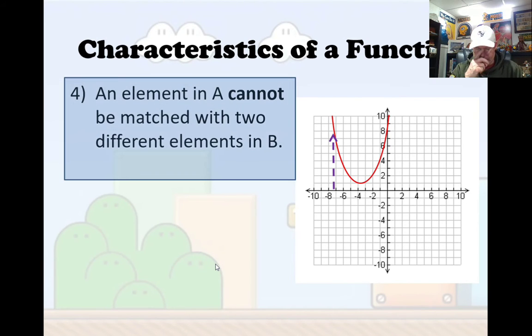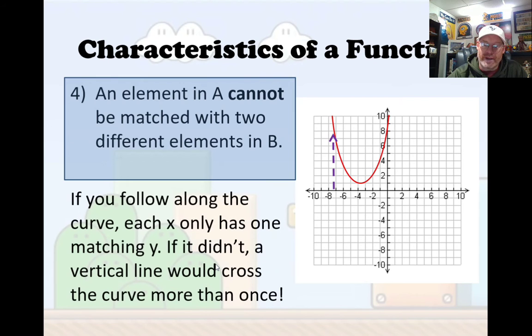Characteristic 4. An element in A cannot be matched with 2 different elements in B. Okay, so the same value of X cannot go to 2 different mailboxes. And if you take a look at the curve, or that arrow, I'm sorry, it corresponds with the vertical line test, which is something you guys have heard of before. If a vertical line crosses a graph in more than one spot, then it's not a function. Well, follow that arrow. Okay? It only crosses in one spot, wherever it is. Therefore, this shows that it is a function.